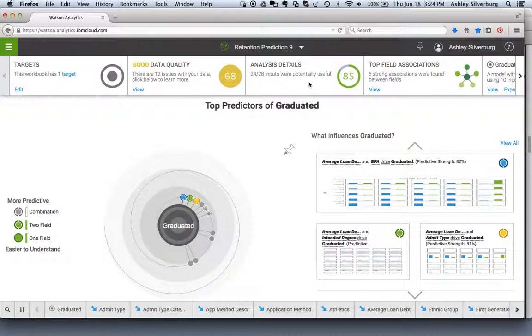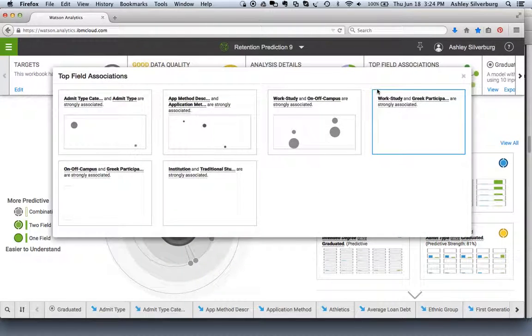So the prediction module will tell me about any issues with data quality, which includes things like fields that have a lot of nulls. Or it will tell me which of my inputs were potentially useful. Inputs might not be useful if it doesn't find any relationship between them and your target, or if a given input, for example, has all the same value. It also will tell you which fields are associated with each other. So let's take a look here at some of my field associations.